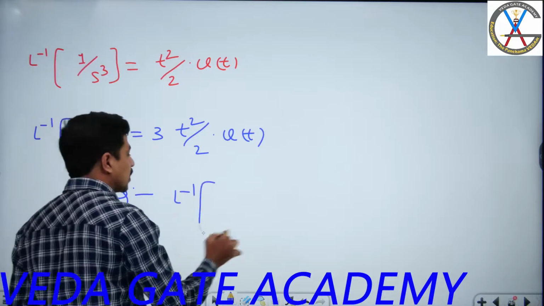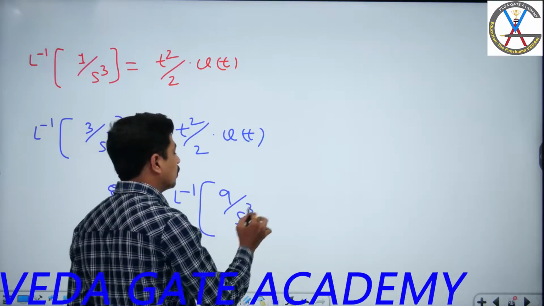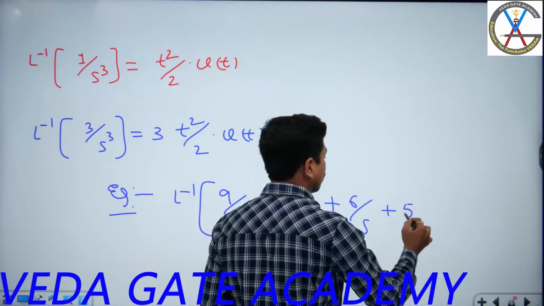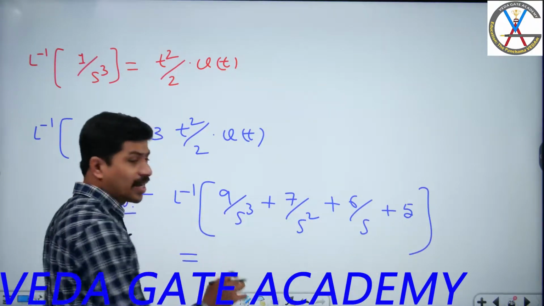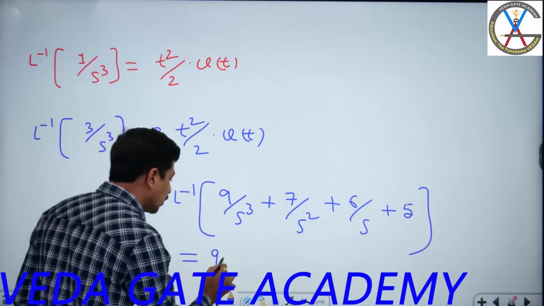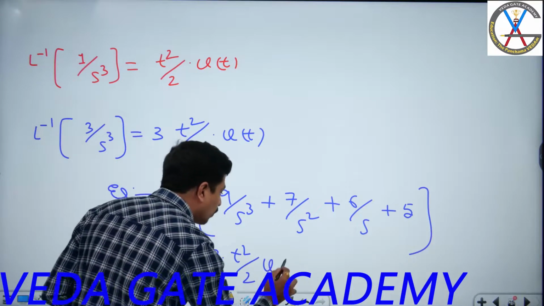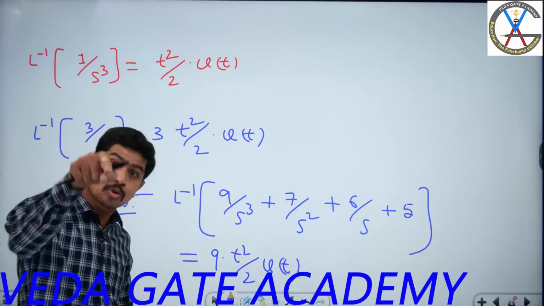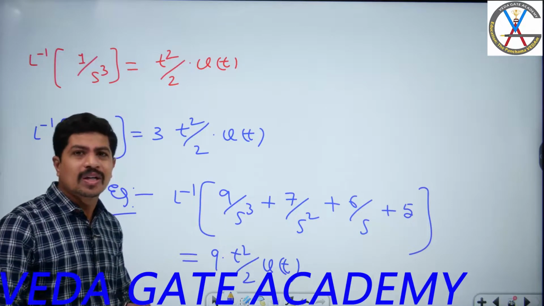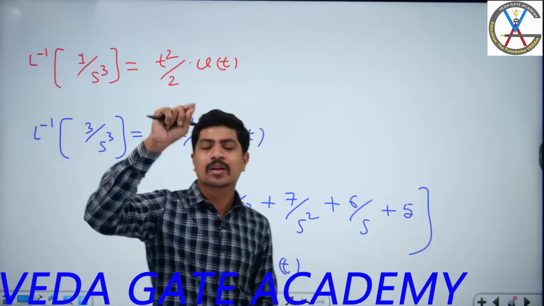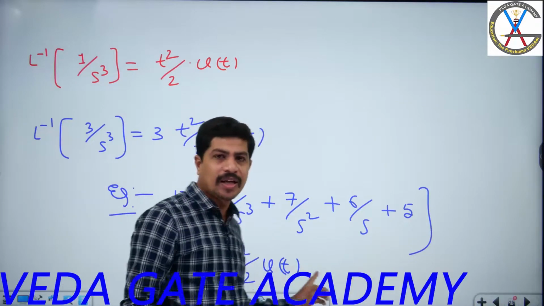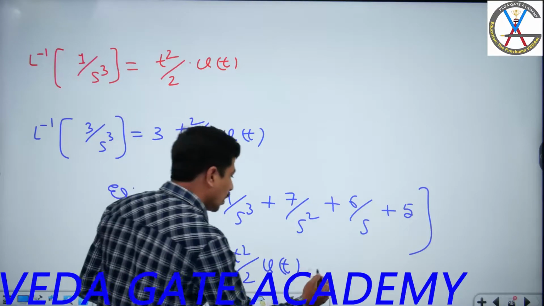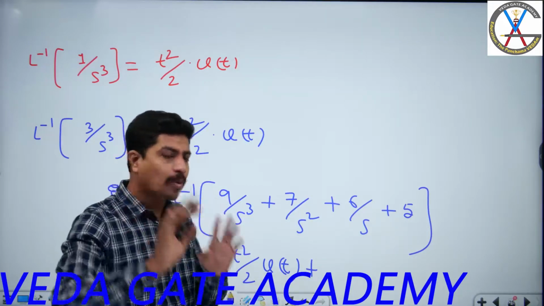Let's find the inverse Laplace transform of 9 by s cube plus 7 by s square plus 6 by s plus 5. Very simple. Directly, within one step, we write 9 into t square by 2 into u of t. 9 keep outside, 1 by s cube, inverse Laplace is t square by 2. Why that 2? Just to cancel the 2 we get in the numerator of the Laplace transform, we standardize it. t square by 2 is a standard parabola, and any t square into u of t is going to be a parabola, not an issue.